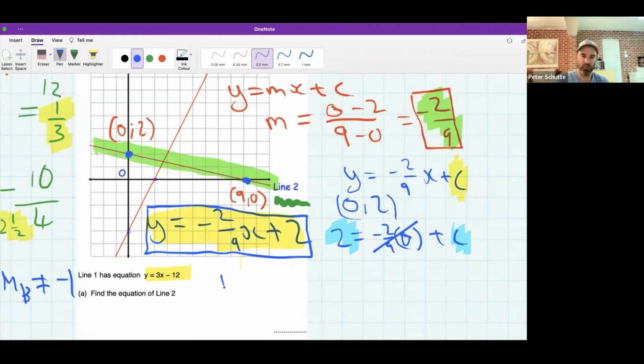So what we need to do is the gradient of the first line is 3, and the gradient of the second line is minus 2 over 9. So what do I need to do? I need to multiply them together, and what do we get? We get 3 times negative 2 over 9, and I do not get minus 1. I get minus 2/3. And so these 2 lines are not perpendicular.